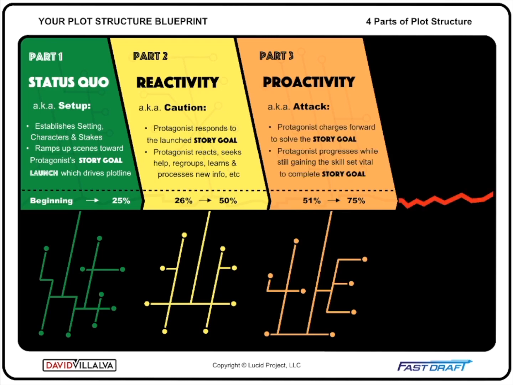But anyways, in part 3's proactivity, also known as the attack, your protagonist is charging forward to solve the story goal. Here's where they get aggressive. Here's where they actually start gaining the skill set that they're going to need and all the information that they need to actually complete and achieve their story goal, assuming that's what you give them at the end.